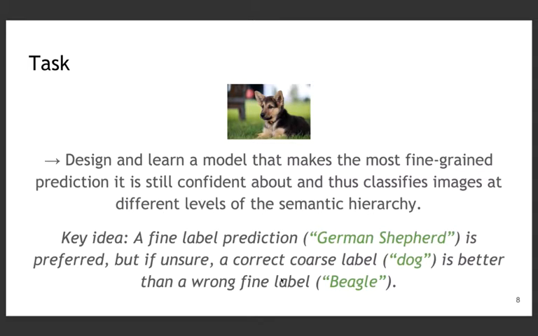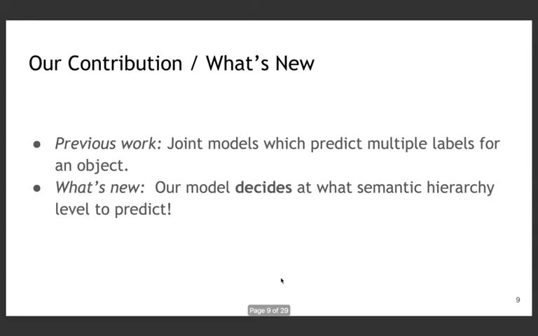To illustrate the key idea, a fine label prediction, like German Shepherd, is usually preferred. But if the model is unsure, a correct coarse label, like dog, is better than a wrong fine label, like beagle. And while there has been previous work on hierarchical predictions, we haven't really seen any work where the model itself decides at what level of the hierarchy to predict, and that's essentially our contribution.